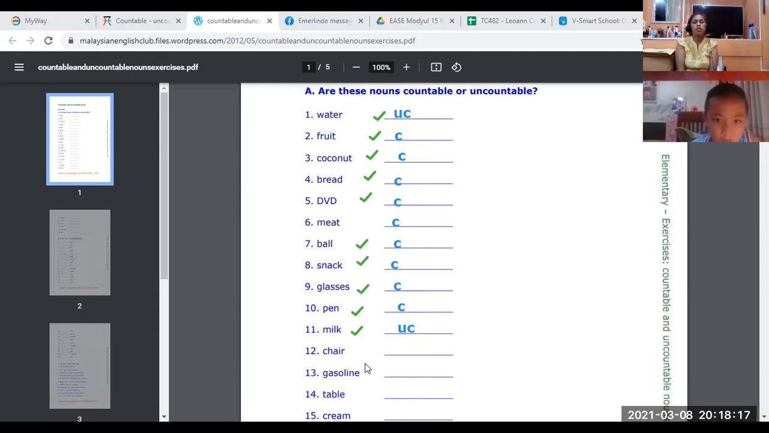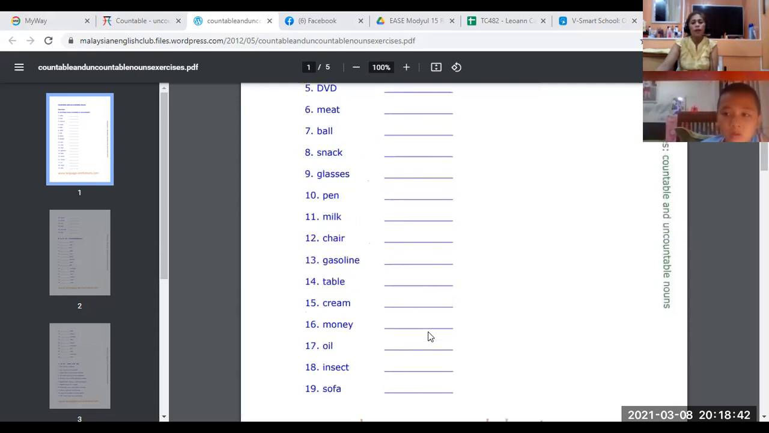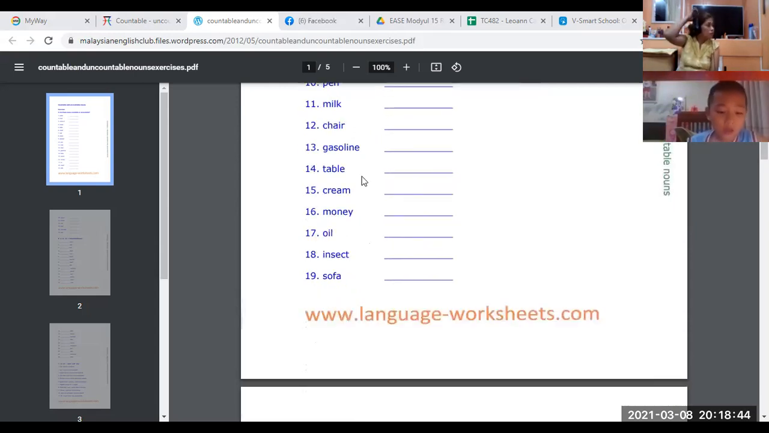How about the chair, Kyo? I told you to finish this one. The chair is countable. How about the gasoline? I don't know. Gasoline is for the car. It is uncountable. How about the table? Table is countable. The cream is uncountable.